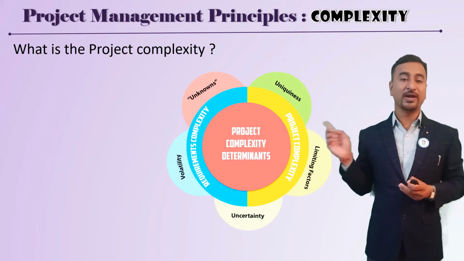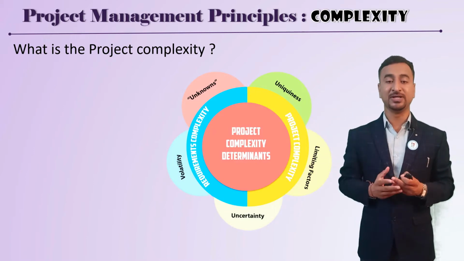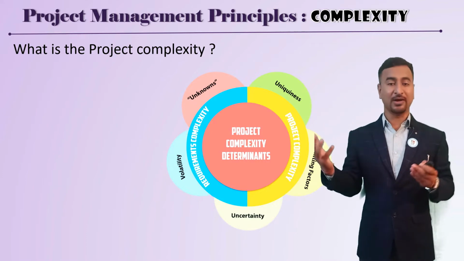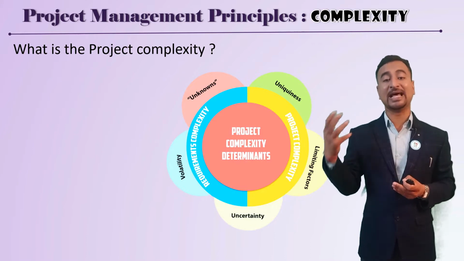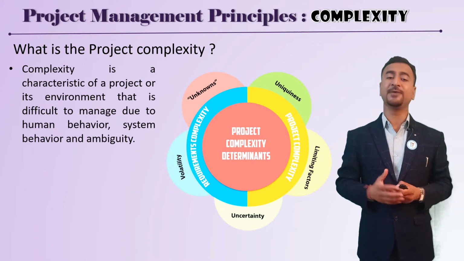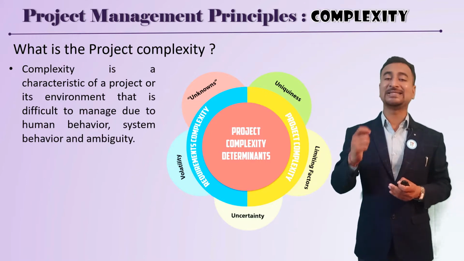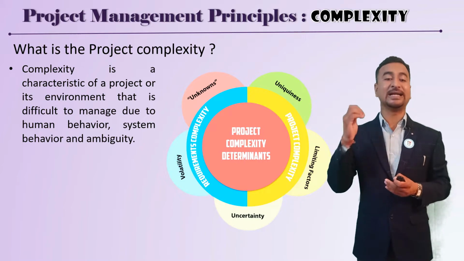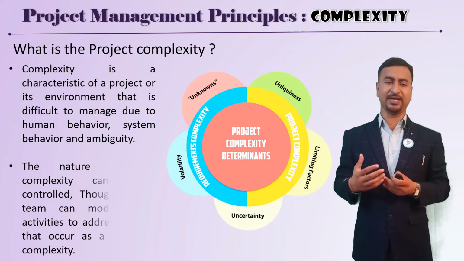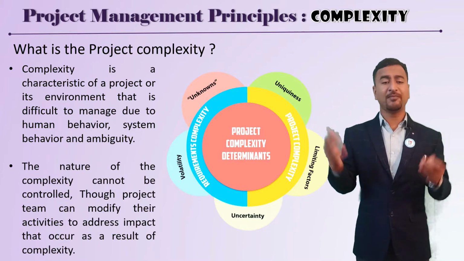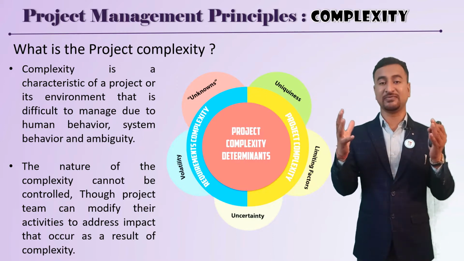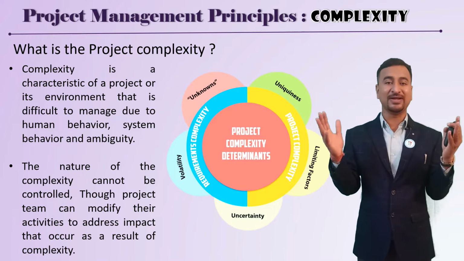As you see over here, there are many factors contributing to the complexity, like uncertainty, volatility, unknowns, uniqueness of the project, and limiting constraints, and many more. A few are indicated over here. So complexity is the characteristic of a project or its environment that is difficult to manage due to human behavior, system behavior, and ambiguity. The nature of the complexity cannot be controlled, and you need to understand that, because that is a limitation. You cannot control everything, right?